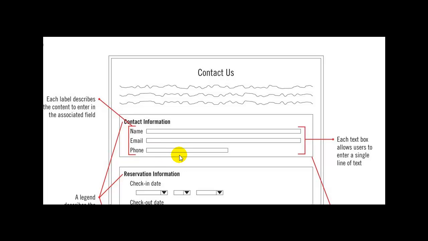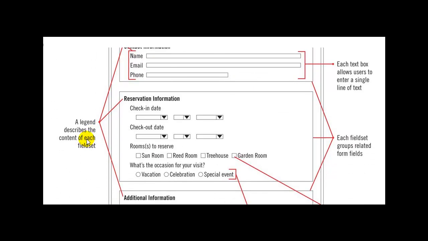And you can see how each text box allows our users to enter a single line of text in the format we have here. We have legends in different spots that describes the content of each field set. And when I say field set, that's a group of form elements that are in a logical setting that are all interrelated.